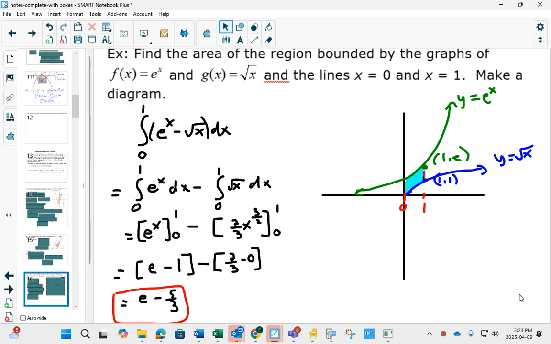So why don't you try the next one on your own? It's not too bad. I don't have crayons. I was looking if I actually had crayons that you could borrow to color it in, but maybe you want to use a highlighter. But try this next one on your own.